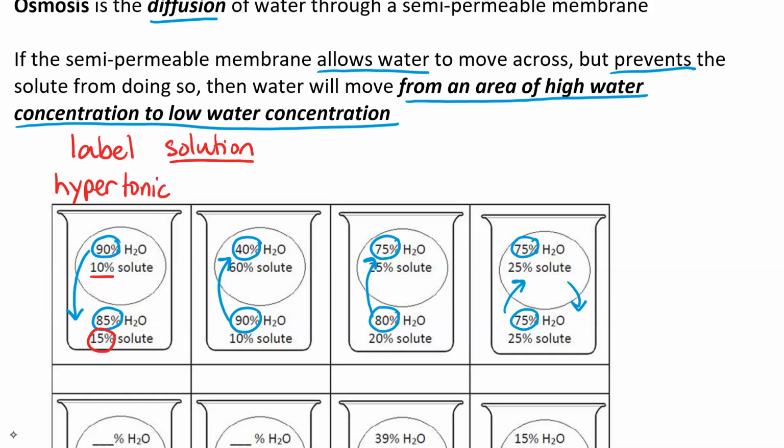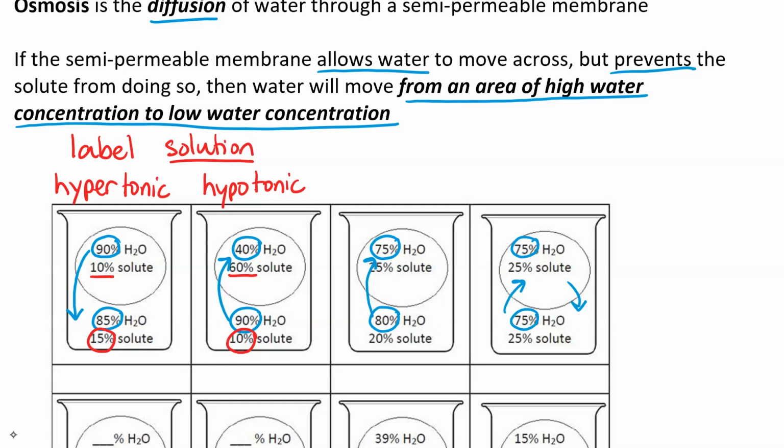Again, we're labeling the solutions, so let's look outside the cell. There's a 10% solute versus inside the cell, there's 60% solute. So 10% is less than 60%. There's less solute percentage outside the cell. Less is hypo. So the solution is hypotonic.